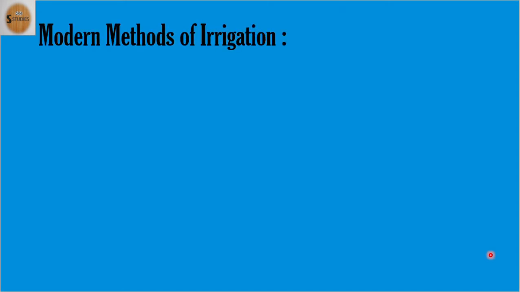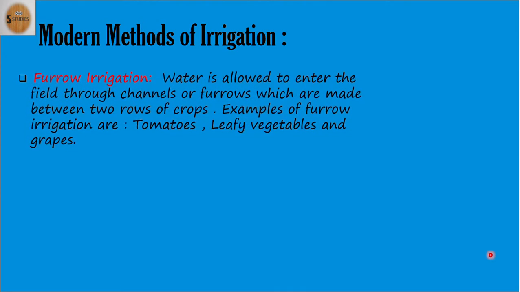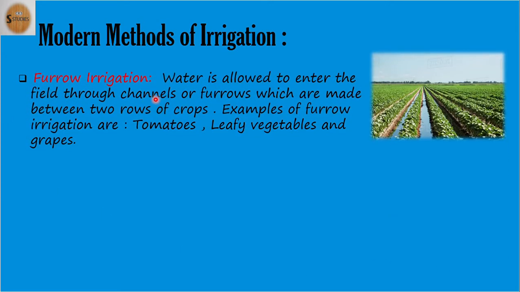Next, let's learn more about the modern methods of irrigation. Furrow irrigation. Water is allowed to enter the field through channels or furrows, which are made between two rows of the crops. Examples of furrow irrigation are tomato, leafy vegetables, and grapes.